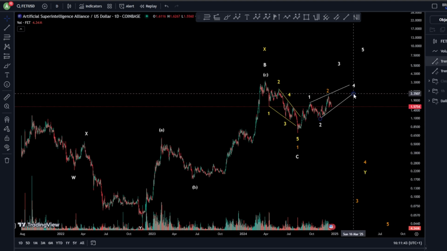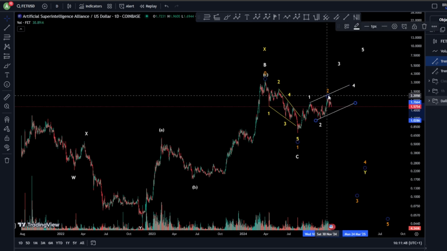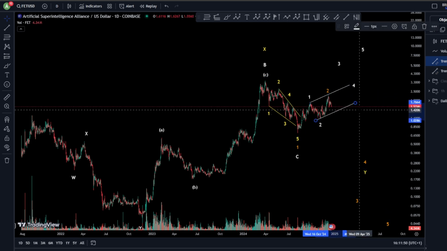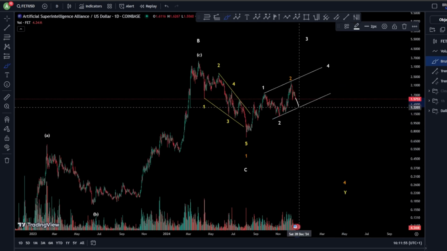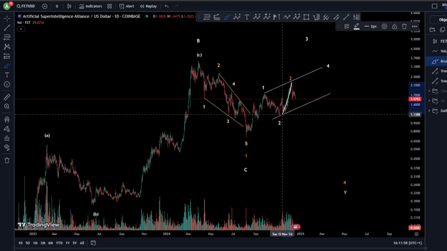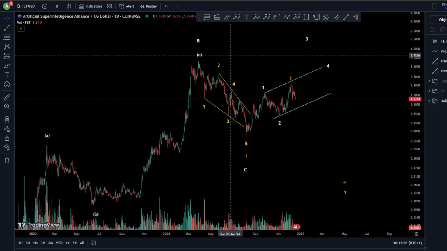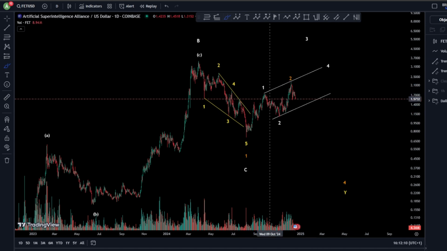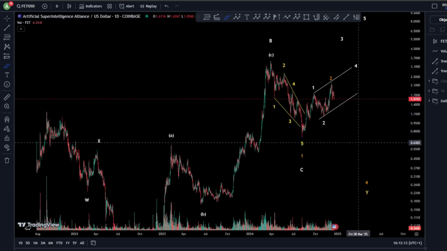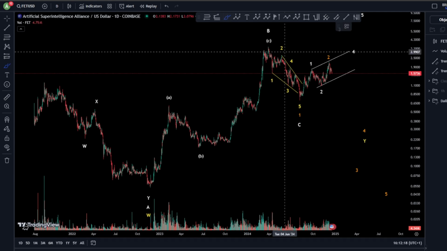If we break under this trend line, taken as a parallel from the double top here, if the price action dives deeper than this, then this wave 4 will technically be longer than your wave 2. And that means, of course, invalidation of your contracting diagonal, where a wave 4 is not allowed to be longer than your wave 2.